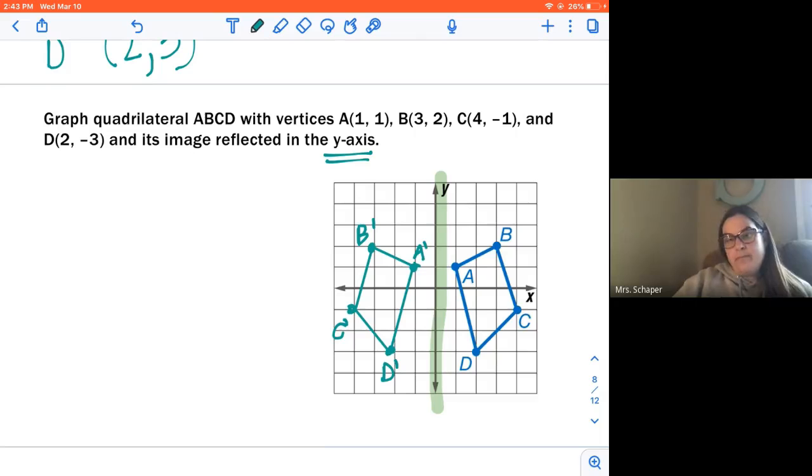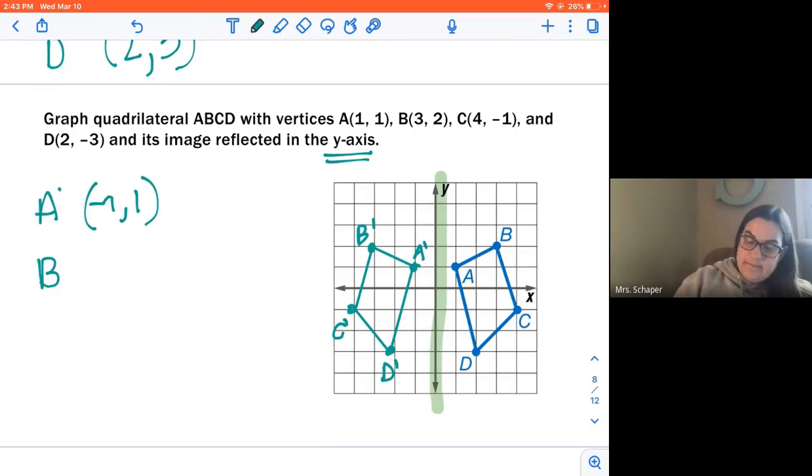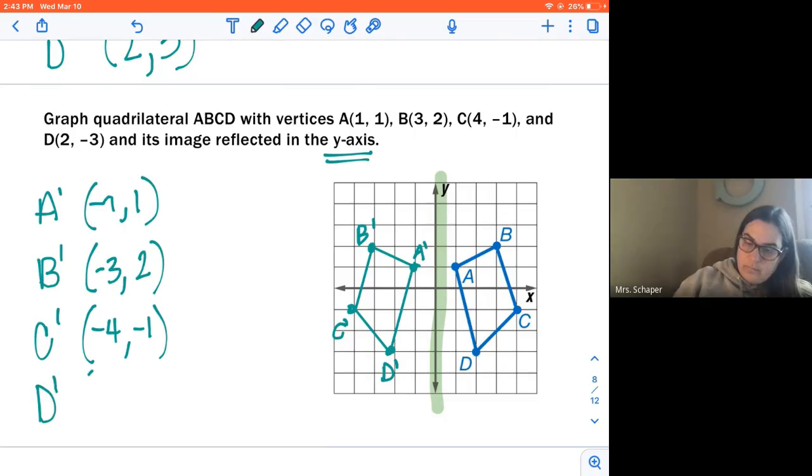There we go. All right. Same thing. Again, algebraically, if you're going over the y-axis, your x value takes the opposite. The y value stays the same. All right. The x value changes. The y stays the same.